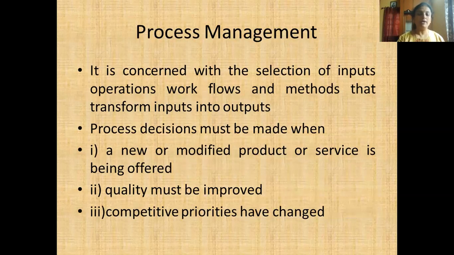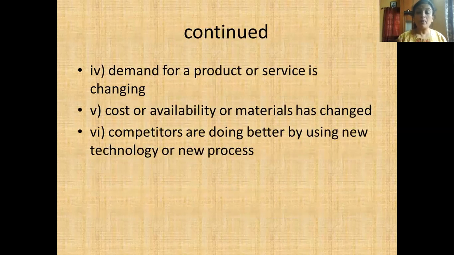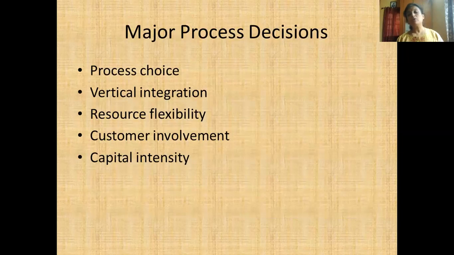Then comes process management. It is concerned with the selection of input operations, workflows, and methods that transform inputs into outputs. Process decisions must be made when a new or modified product or service is being offered, quality must be improved, competitive priorities have changed, demand for a product or service is changing, cost or availability of materials has changed, or competitors are doing better by using new technology or new process. So major process decisions are process choice, vertical integration, resource flexibility, customer involvement, and capital intensity.